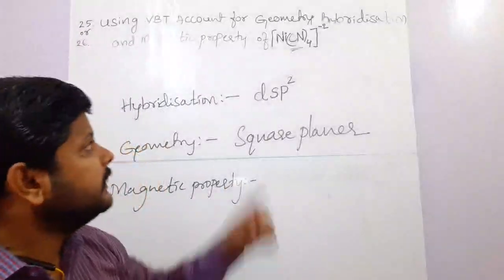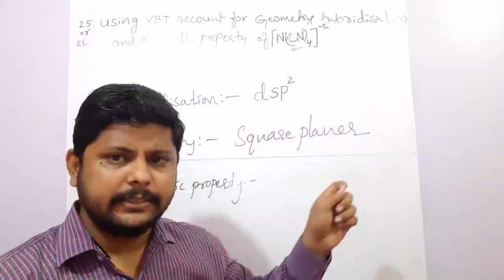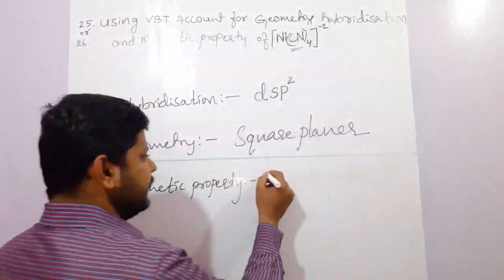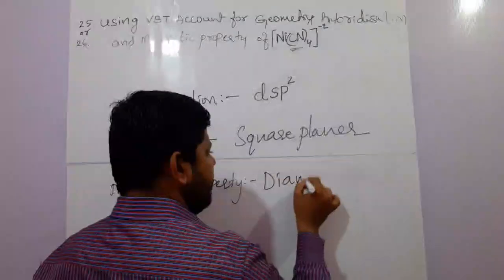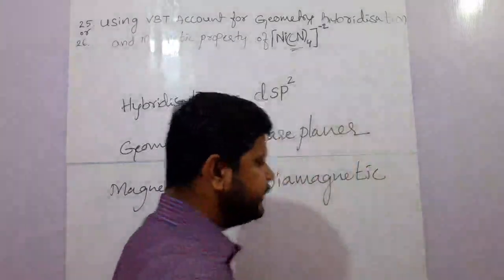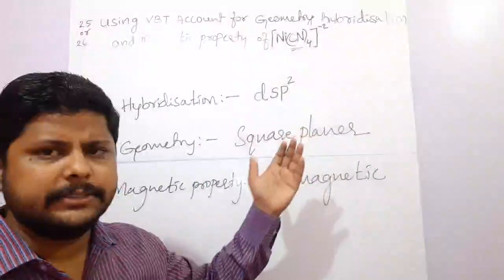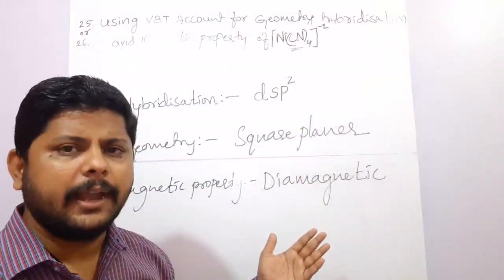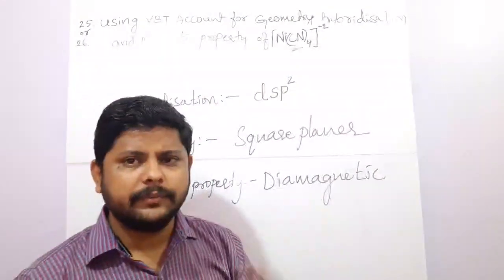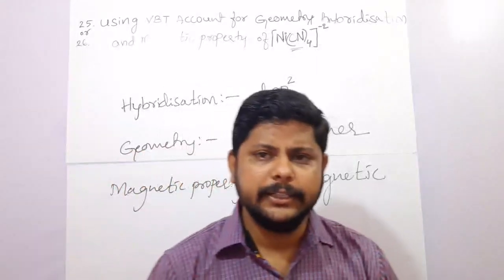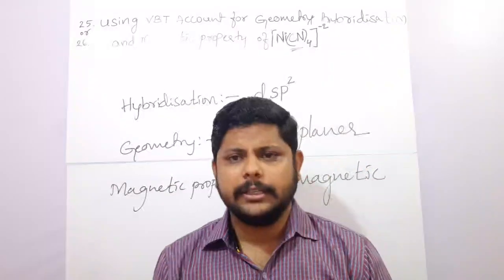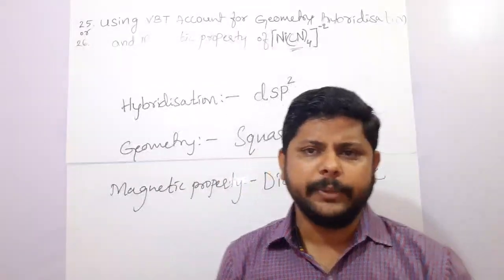So for the magnetic property, this is a strong ligand. There will be no unpaired electrons in the central metal atom, so the magnetic property will be diamagnetic. It's simple: dsp2 hybridization, square planar geometry, and diamagnetic. So these are the 4 complexes. Out of these 4, one will be compulsory in your supplementary examination. You will easily get 3 marks, or else slightly less than 3 marks.